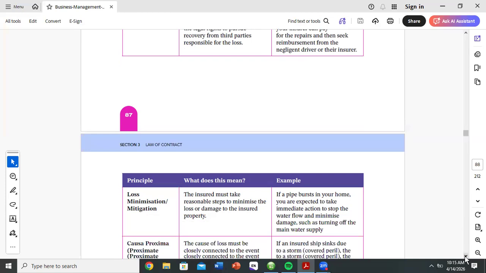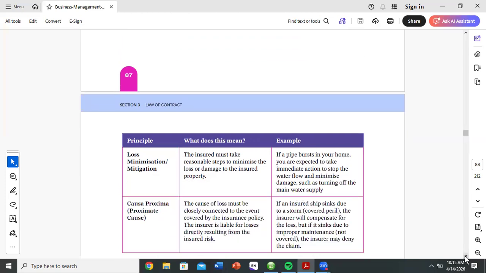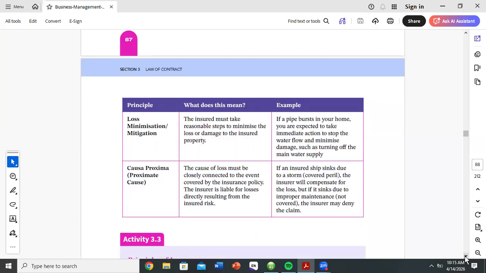Okay, so I don't know if any of you would want more explanations on the principles: subrogation, proximate cause, indemnity, insurable interest, contribution, and then what have I forgotten? Utmost good faith. If you want further explanations, you can ask us to do that. If not, then we'll look at the types.